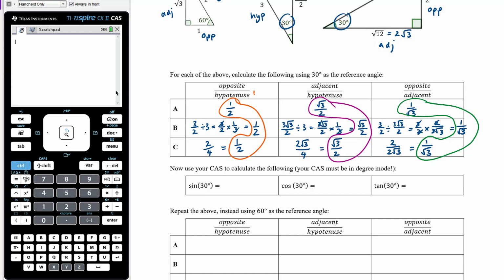All right, so sine of 30, so trig, choosing sine 30. I'm not going to press Control Enter here. I'm going to keep these nice exact values. So this is 1/2. Cos of 30, so trig button again, choosing cos of 30. √3 over 2. And tan of 30.